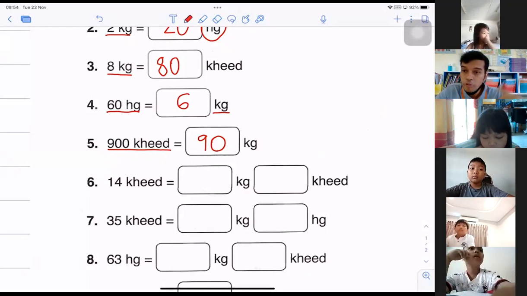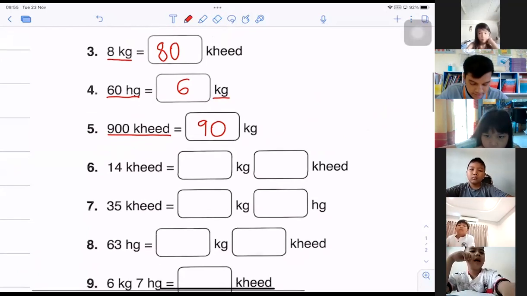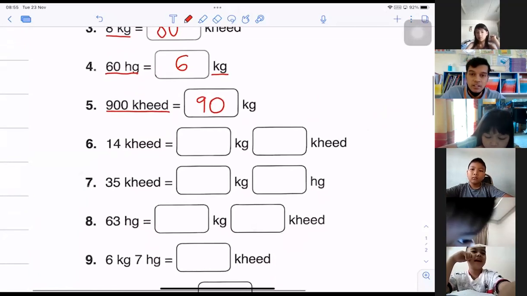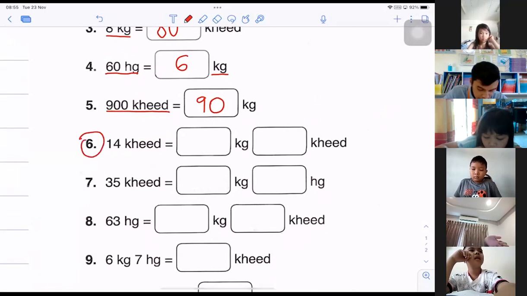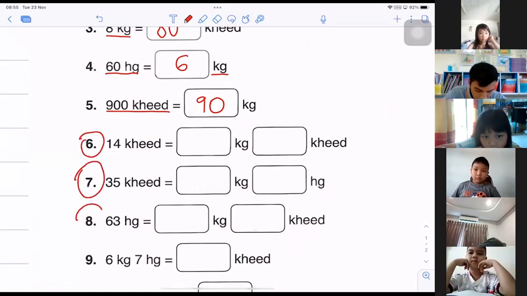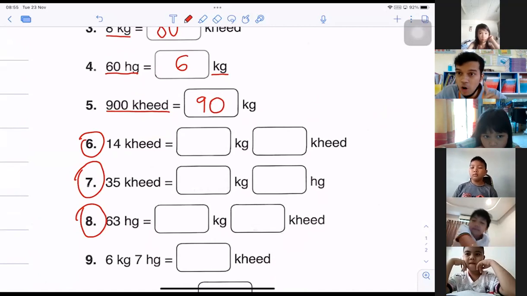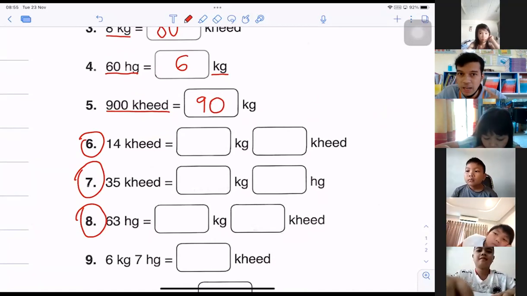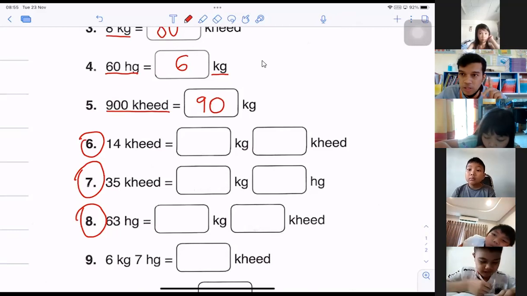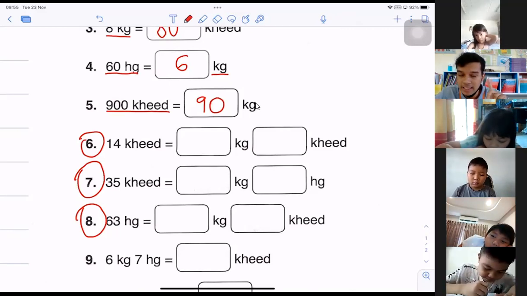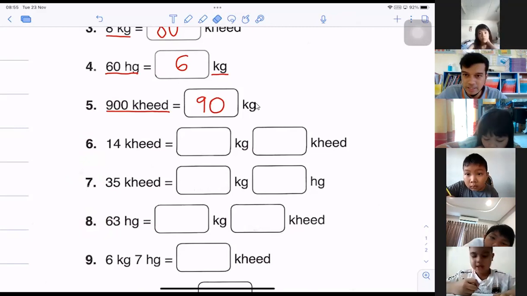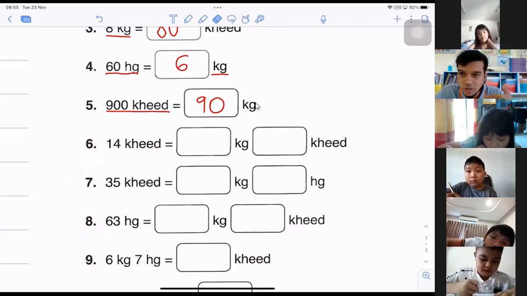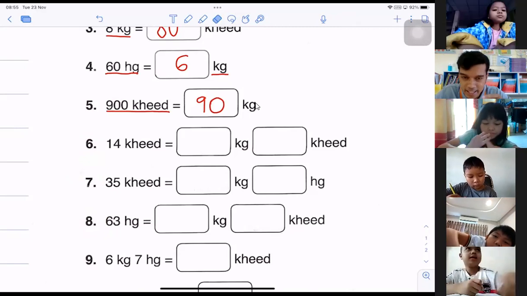Okay, students, moving on to the next question, number six. Number six is easy, okay? Number six, number seven, and number eight. You did this in your maths notebook yesterday. Can you do number six, number seven, and number eight by yourself? Yes or no? Yes. Okay.